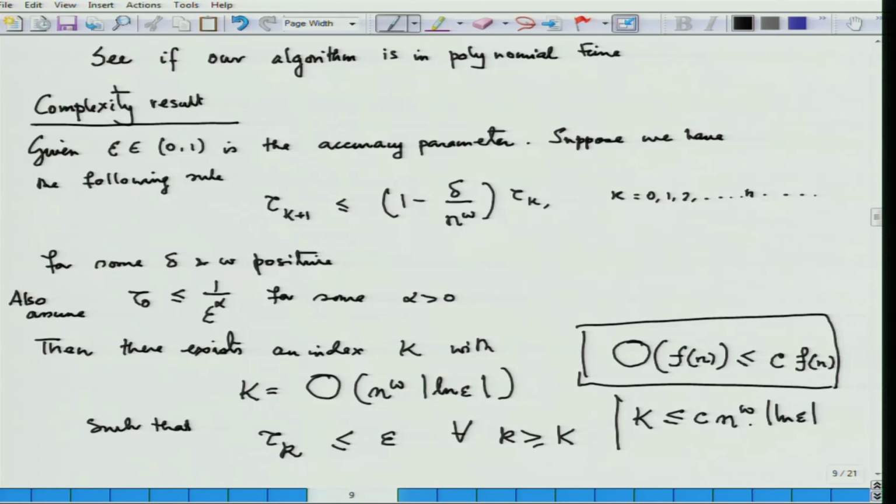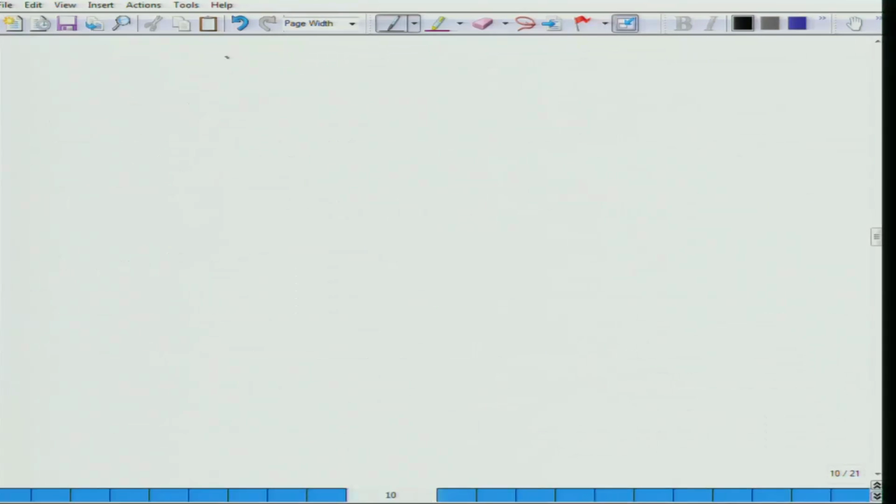Now, we are going to try to prove what is in here. How do we prove this thing? Now, we will start with our initial expression that tau k plus 1 is less than 1 minus delta n omega tau k. Now, you take logarithms on both sides. Ln means natural logarithm, log to base e.